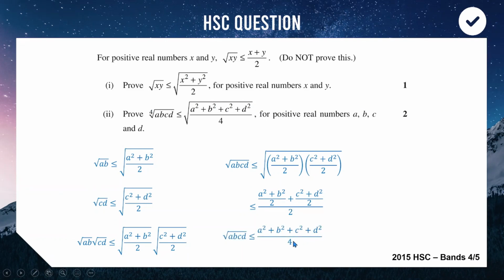Now we can get from this to the target, which we're trying to get for 2 marks, by just taking the square root of both sides. When you take the square root of a square root, you end up with the fourth root. On the right hand side, we have the square root of the expression as required. So if you managed to get that by yourself, you're doing amazing, because I wouldn't have got that. But yeah, there is a challenging level of HSC question on inequalities, in case you were wondering.